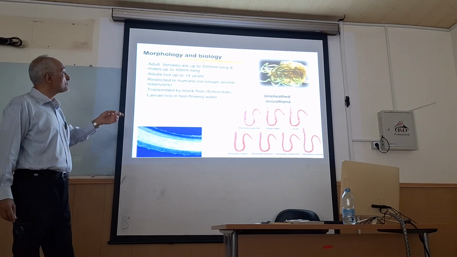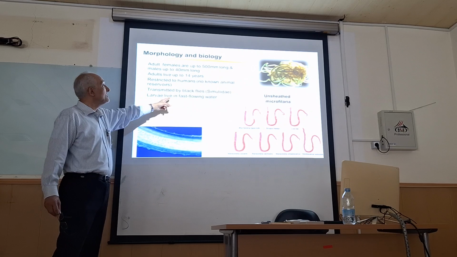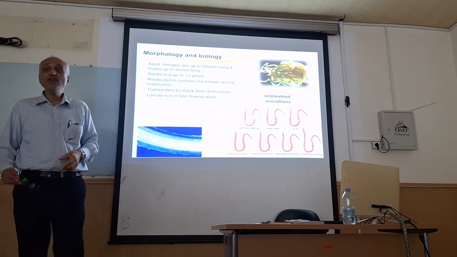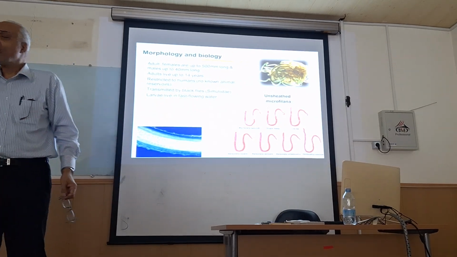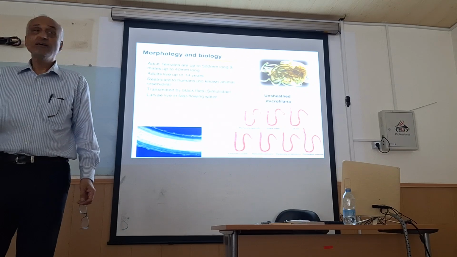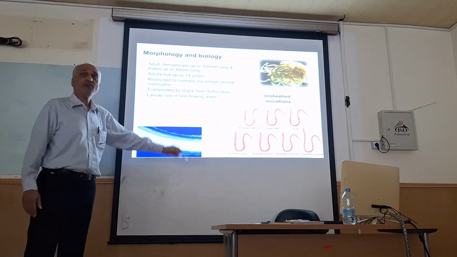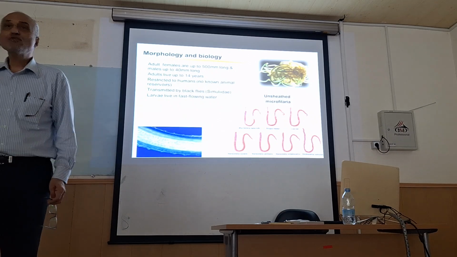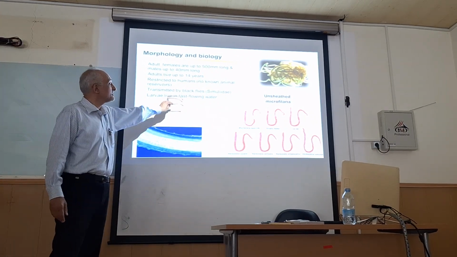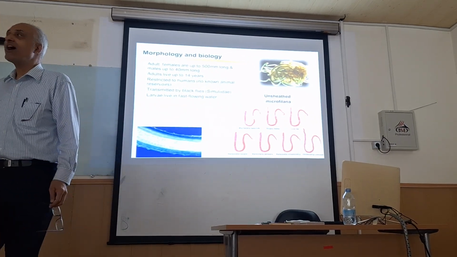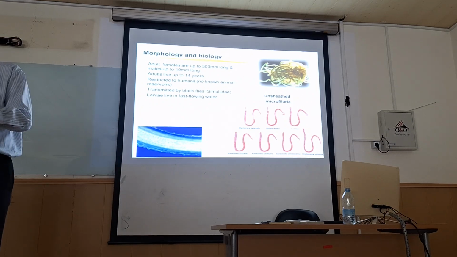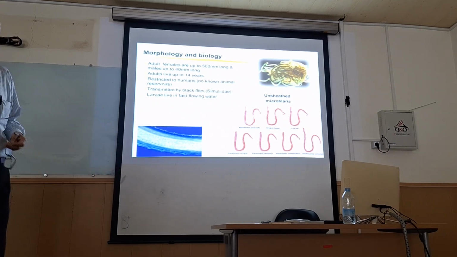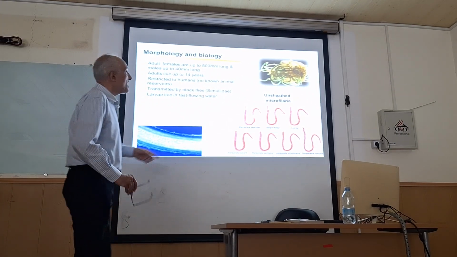Transmitted by black flies. Larvae live in water. We have two types of water over there: fast flowing water and standing water. Simulium damnosum is here, and Simulium neavei for the standing water. These are two different types of vectors.